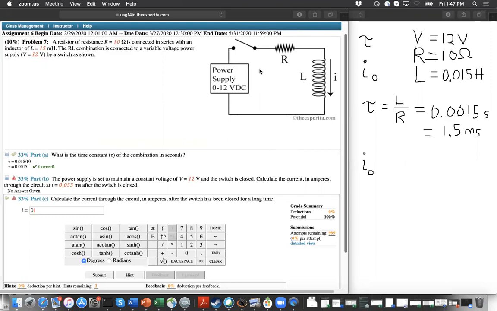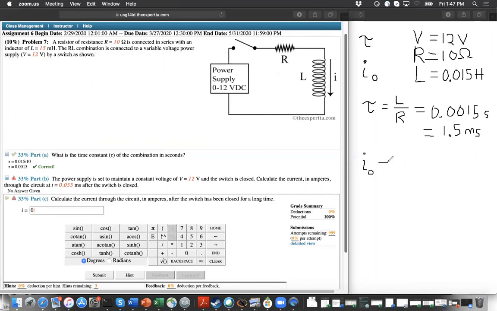The current's not changing anymore. Remember, the current changes quickly when the switch is thrown, but then it settles out. When it settles out, the current's not changing and the inductor does nothing. So all we have is basically a power supply and a resistor.